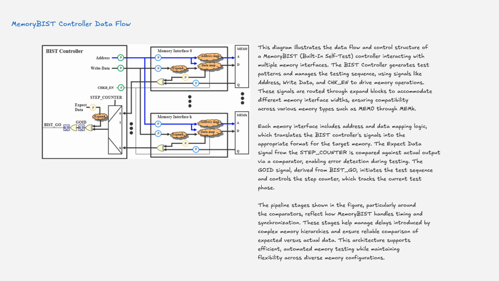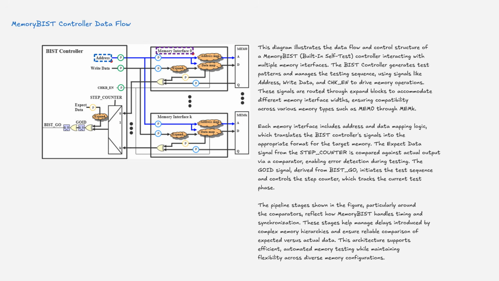This diagram illustrates the data flow and control structure of a MemoryBIST controller interacting with multiple memory interfaces. The BIST controller generates test patterns and manages the testing sequence, using signals like address, write data, and CHK enabled to drive memory operations. These signals are routed through expand blocks to accommodate different memory interface widths, ensuring compatibility across various memory types such as Mem0 through Mem-K.